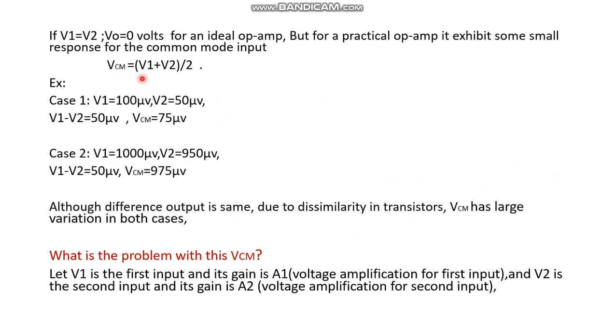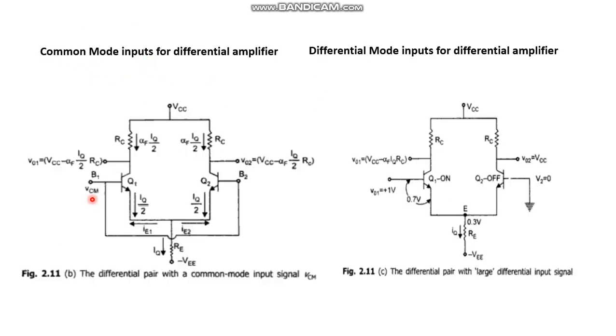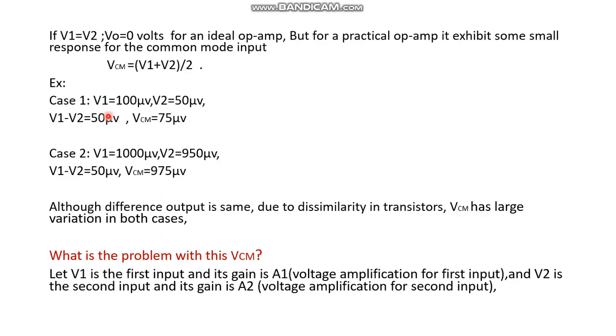So common mode voltage is V1 plus V2 by 2. We call this VCM, the common mode voltage, where V1 and V2 are these two inputs. Say V1 equal to 100 microvolt, V2 equal to 50 microvolt. The difference is 50 microvolt. Common mode voltage is 75 microvolt. If V1 equal to 1000 microvolt and V2 equal to 950 microvolt, V1 minus V2, the difference mode voltage, is the same, but common mode voltage is 975. There is a huge difference between these two cases in common mode voltages.